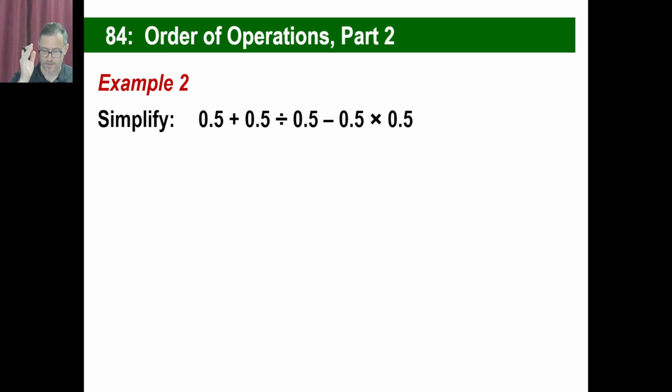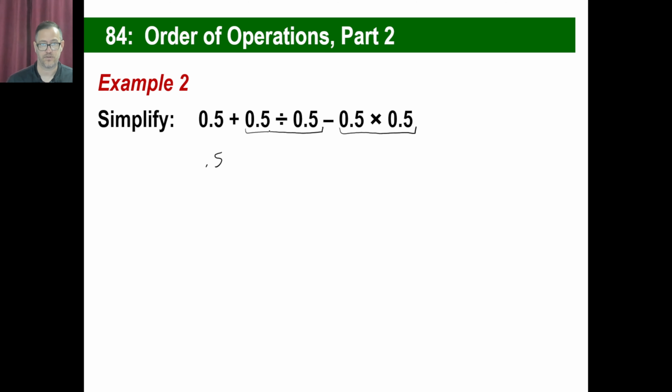Do it, pause it, and copy this down. Okay, now this looks horrible, doesn't it? But we can look at this and go, okay, which one do we do first? We do this one first, dividing and multiplying left to right. And we have to do this and treat this as one thing right there. Okay? You there? Okay. So now we have 0.5.